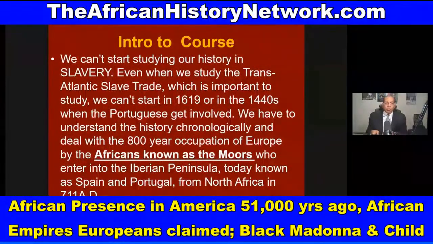We have to understand the history chronologically and deal with the 800-year occupation of Europe by the Africans known as the Moors, who take the teachings from ancient Kemet, ancient Egypt, into the Iberian Peninsula, today known as Spain and Portugal. It's these teachings that the Moors take into Europe from the Nile Valley region of Africa that bring Europe out of the Dark Ages. The next period that Europe enters into is called the Renaissance era, a period of new enlightenment. So we have to deal with the 800-year occupation of Europe by the Africans known as the Moors, who entered the Iberian Peninsula in 711 AD.